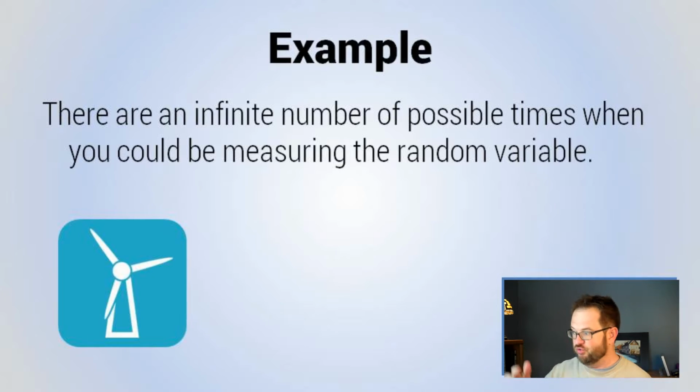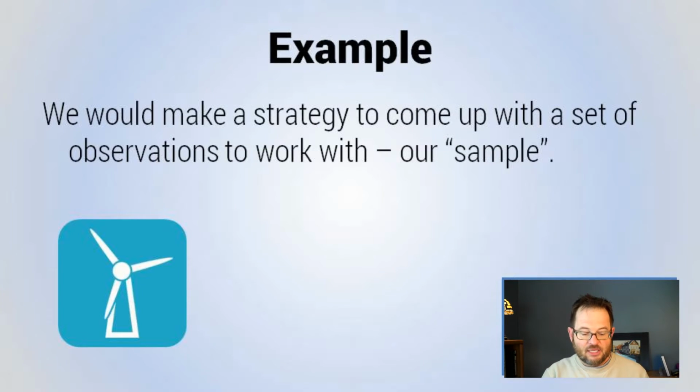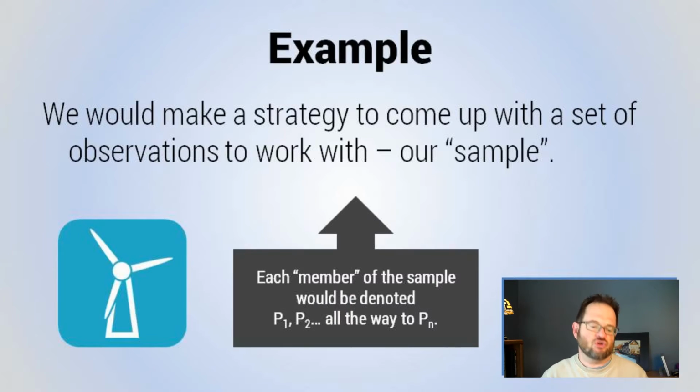I could do it now, I could do it then, I could do it 10 minutes ago, I could do it 10 minutes from now, I could do it averaged over a 10-minute period, I could do it averaged over a day, I could do the power next week. There's an infinite number, a population of just an unlimited number of times I could do this. The sample is going to be, from that population, okay, here are the 10 times I'm going to measure it. I'm going to measure the wind power coming from this wind turbine every day at noon. That's my sample for 10 days.